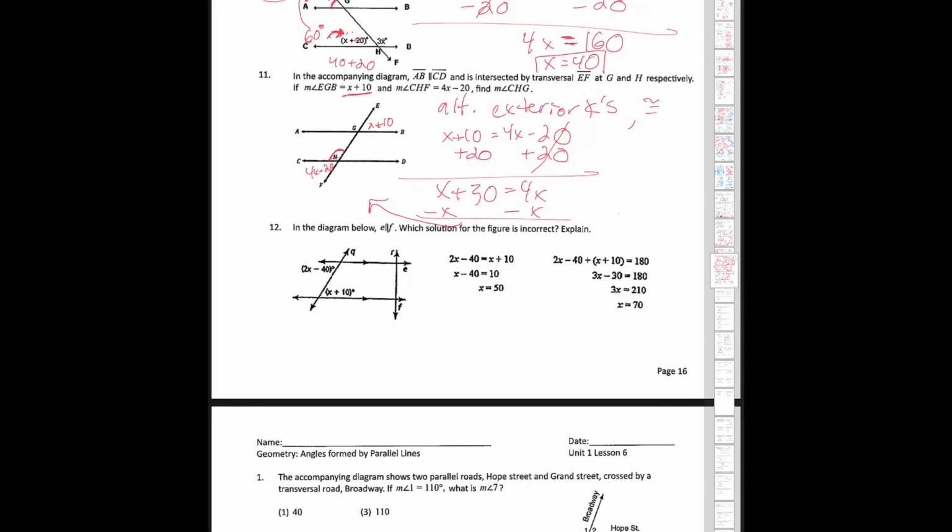Go ahead and do that. I get 3x equals 30, and I get x equals 10. So I take this 10 now, and I go ahead and I plug it here. So 4 times 10 minus 20. I get this angle here is 20 degrees. So 20 degrees for this angle. Now I'm looking for angle CHG. So I go ahead, subtract that 20 from 180, and I get angle CHG is 160 degrees.